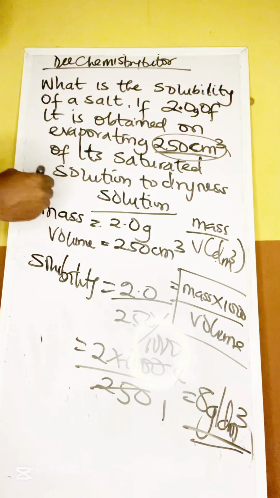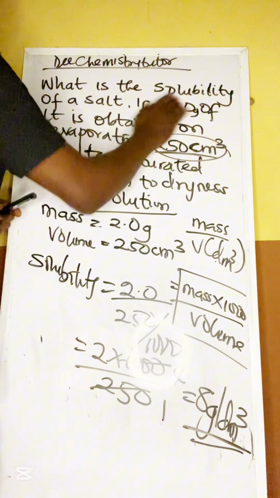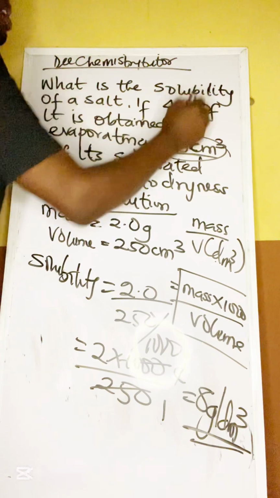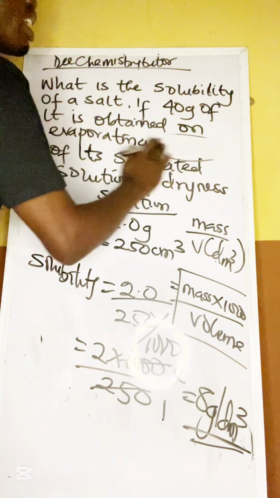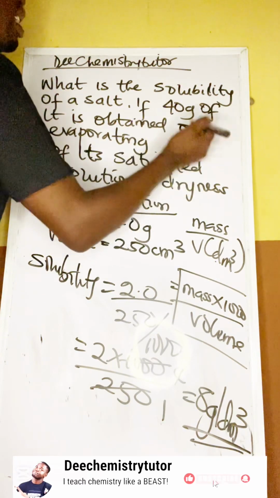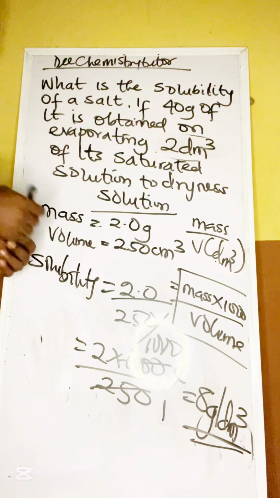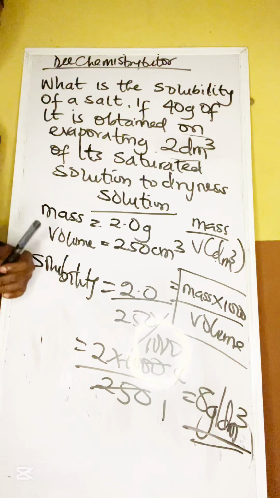Let me give you a question to solve and drop the answer in the comment section. Let's say the mass here is 40 grams and the volume here is, let's say, 2 dm cube. What will you get? Drop the answer in the comment section.